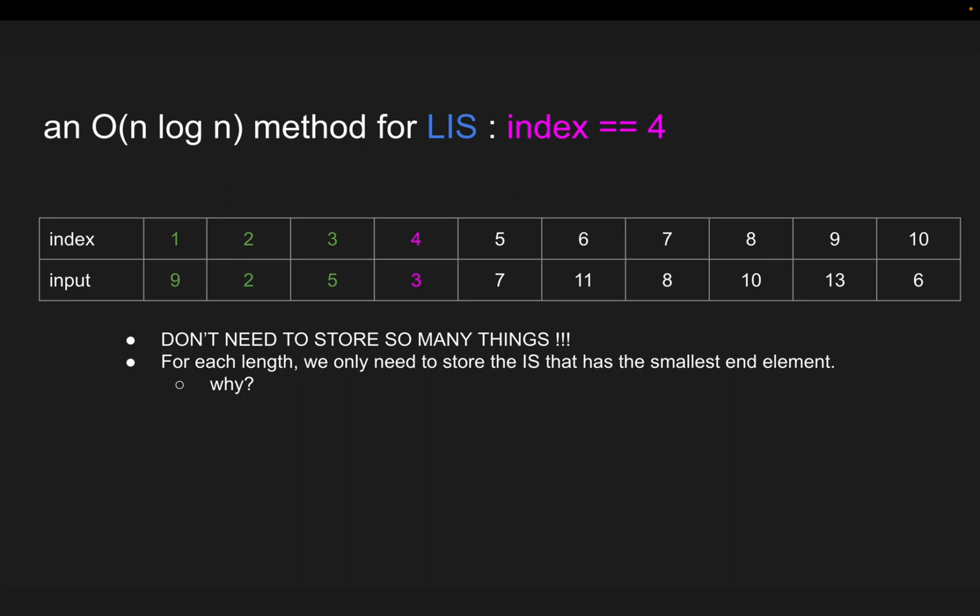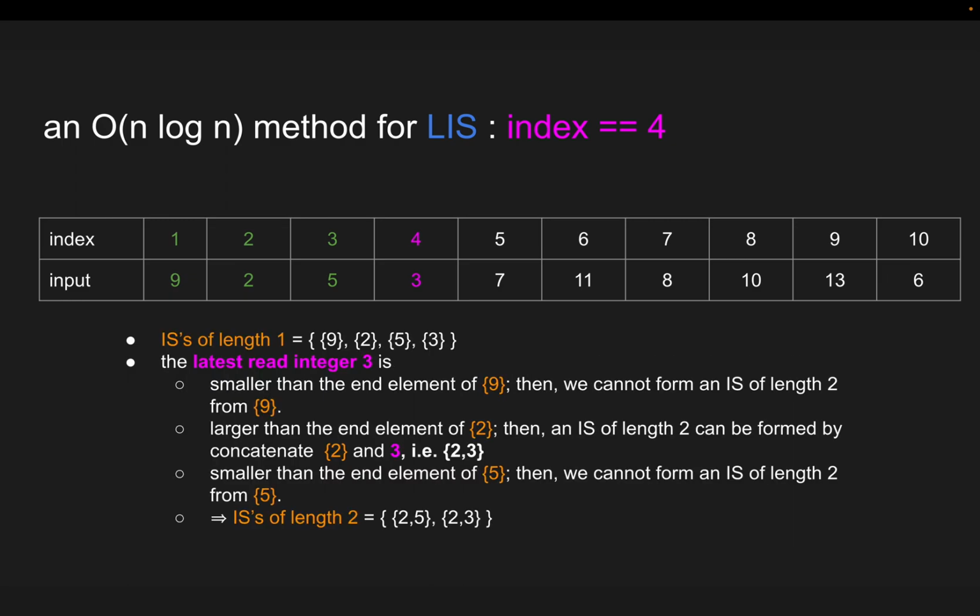What we have found is that we don't need to store so many things. The only possible way of extending an increasing subsequence to the next length, from length 1 to length 2 and from length 2 to length 3, is to append the newly read element to these subsequences, but we only need to memorize or store, for each length, the subsequence with the smallest end element. For example, among 9, 2, 5, we only need to store 2, because 2 is the smallest among 9 and 5.